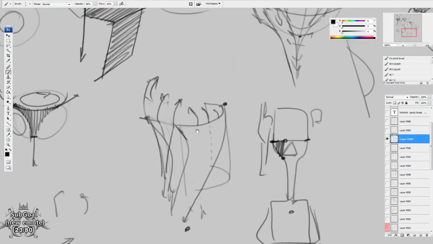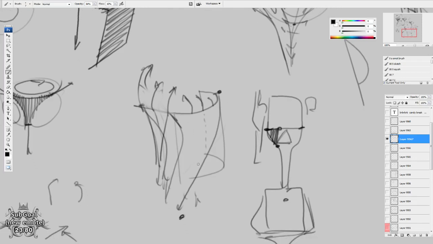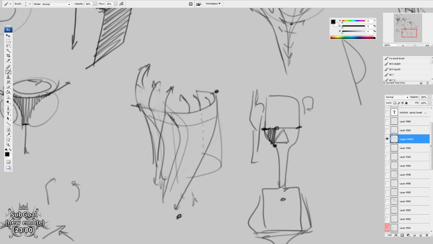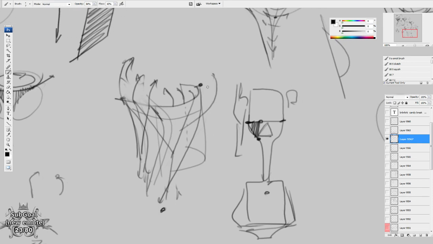Ah, my brain. Why does it do this? This goes down. Okay, there's another triangle. This goes back.